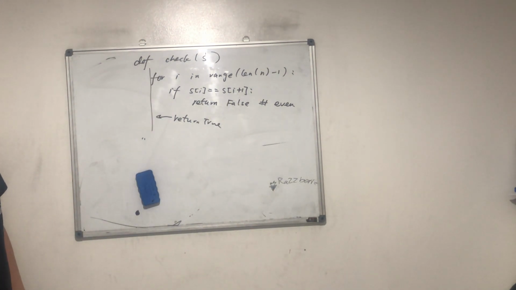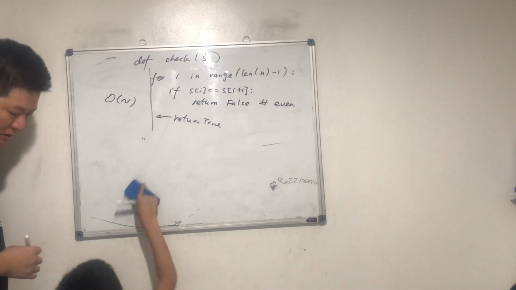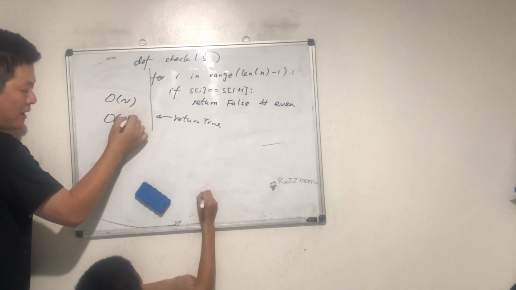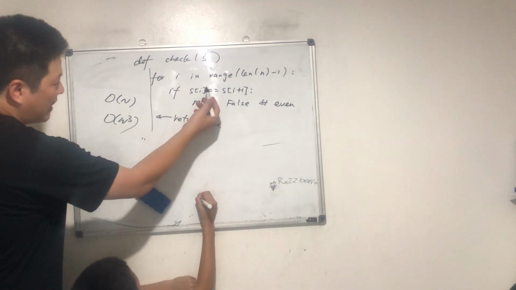O N. Where is that O N? What's the original first approach we talked about? O N cubic. Which one is better? O N. This one is better. Okay. Faster. Look.